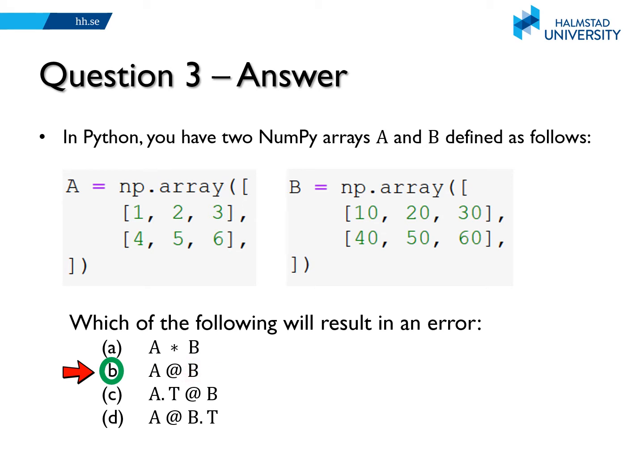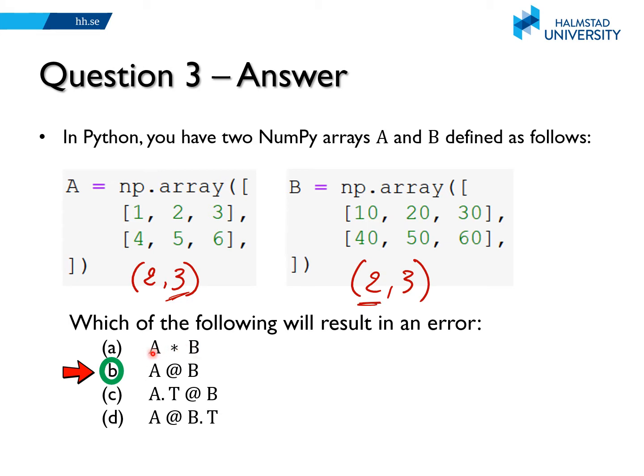But if we take the array A, it has shape 2, 3, so 2 rows and 3 columns. And B also has the same shape. It has 2 rows and 3 columns. So we cannot directly multiply the matrices A and B because the number of columns in the first matrix is 3, but the number of rows in the second matrix is 2.